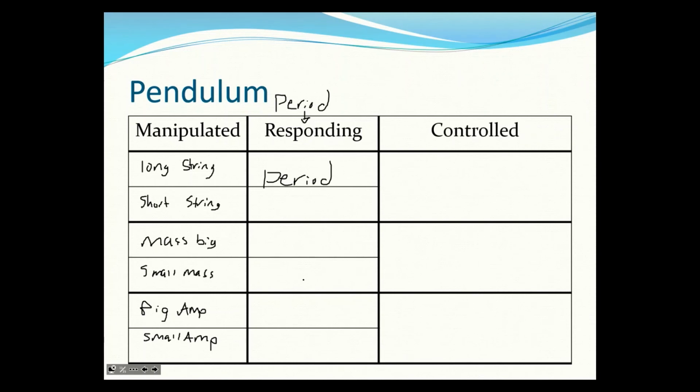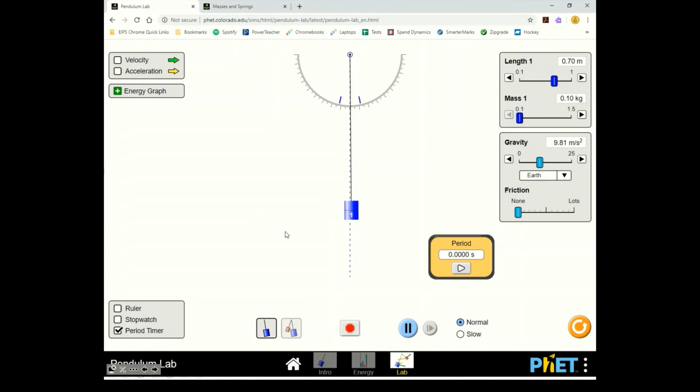We're trying to find out what can affect our period, and things we want to control are the other ones that we're testing. So if we're trying to change our string length, we want to keep our mass and our amplitude controlled. If we're changing our mass, we want to keep our string length and amplitude controlled, and if we're manipulating our amplitude, we want to keep our mass and our length controlled. So we're going to see what actually affects our period.